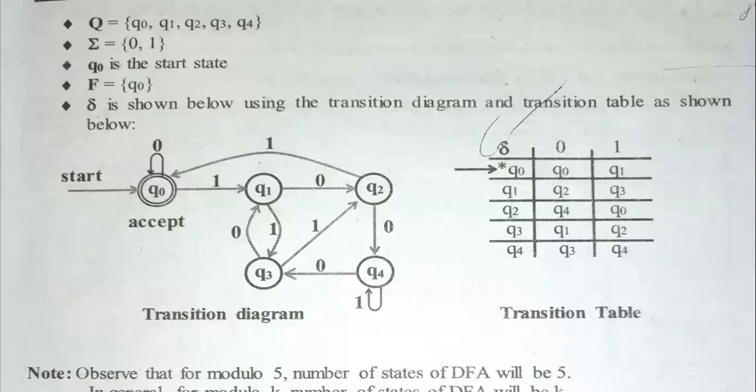You may be confused about how many states we will get for the DFA. Whatever the K value is, that many states you are going to get. See here, modulo 5, the K value was 5. So the total number of states you are getting is 5.